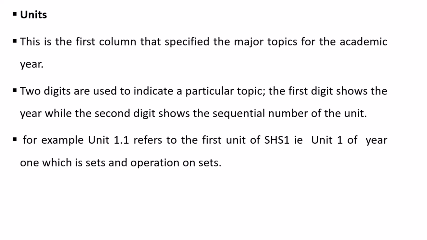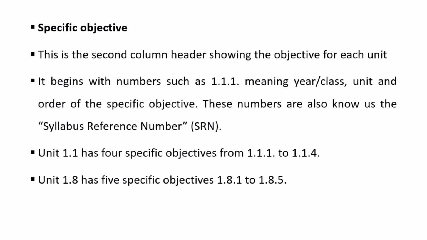If you have something like 1.8, then it refers to the 8th topic of SHS 1. If you have something like 2.5, that will be the 5th topic in the second year, SHS 2. If you have something like 2.7, that will be the 7th topic in SHS 2. 3.1 will be the first topic in SHS 3. So that's how the arrangement is done.